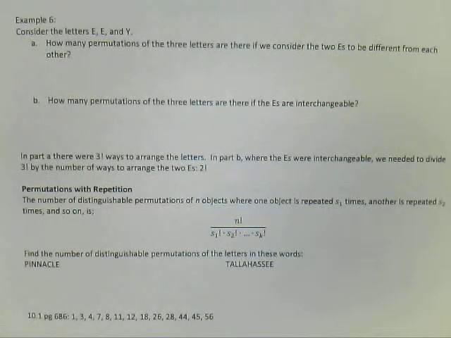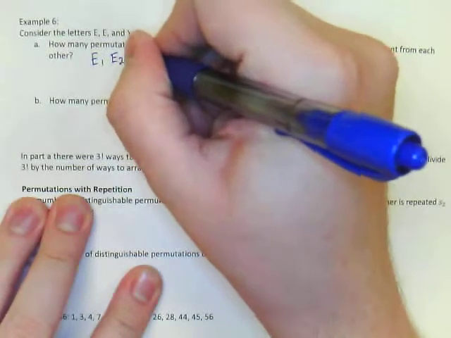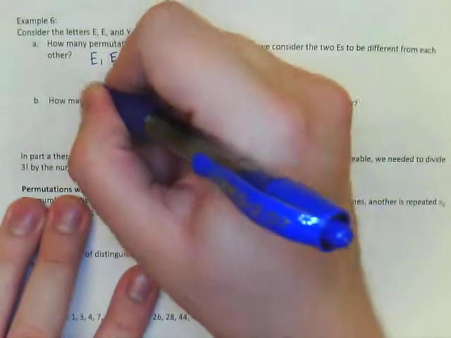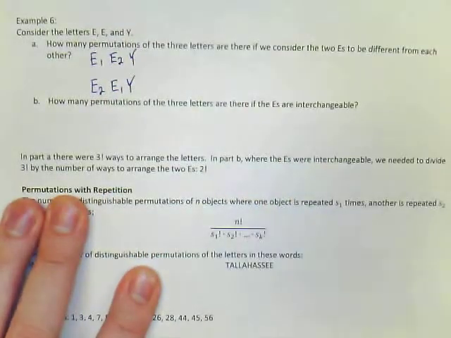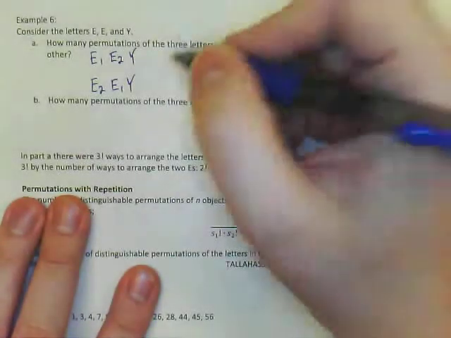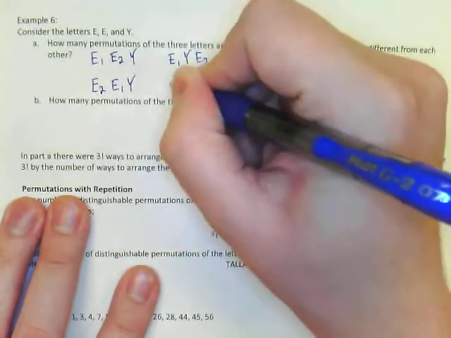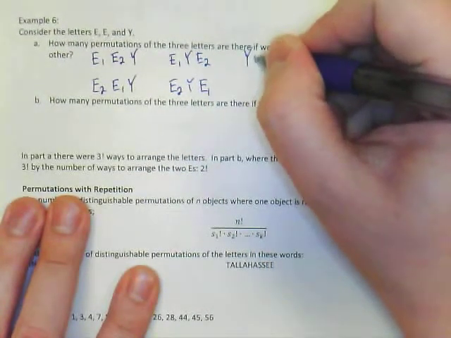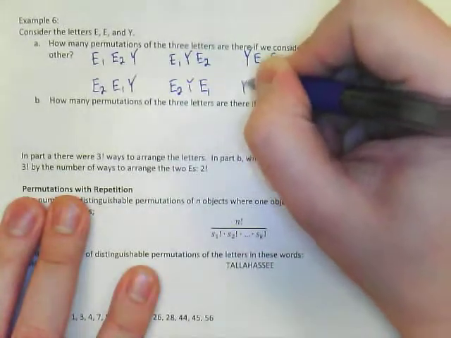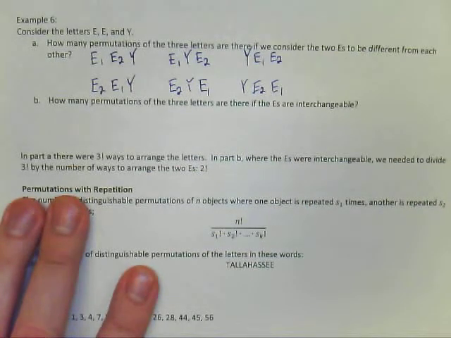So in part A here, for example 6, let's first pretend that the E's are different from each other. So I'm actually going to call one of them E1 and the other one E2, just to make them different from each other. So we could have E1, E2, and then Y, or we could switch those E's around and then get E2, E1, Y, and these are different from each other if we're saying that the E's are different from each other. Another way we could arrange these, we could have, say, the Y in the middle, and then we could, of course, switch the E's around. And then we could have the Y at the beginning. And then switch the E's around. And then this is all 6 ways that we can have of arranging those 3 things.